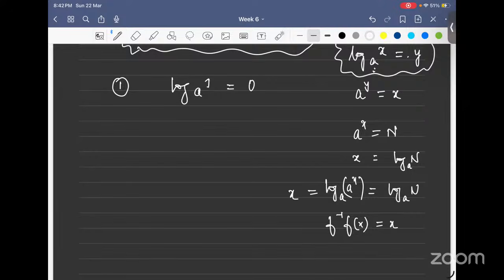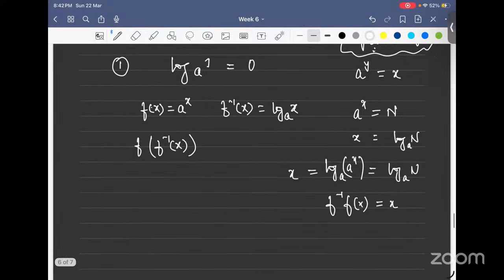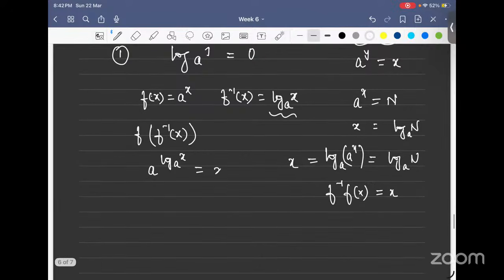Are you getting me? So I told you right now, if you have a function f of x equals a to the power x, and f inverse is log of x base a. Now if you have to write f of f inverse x, so if you write a to the power log x base a, what should you get? X. Okay, so this is the second property that you are getting.